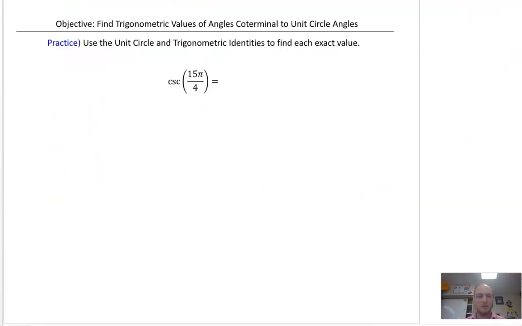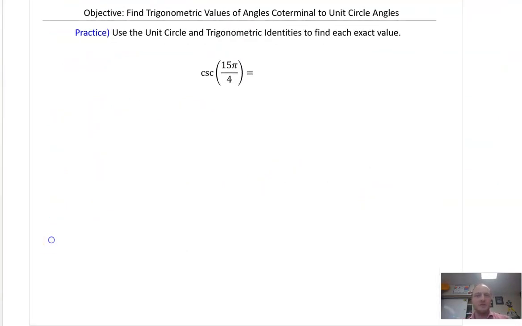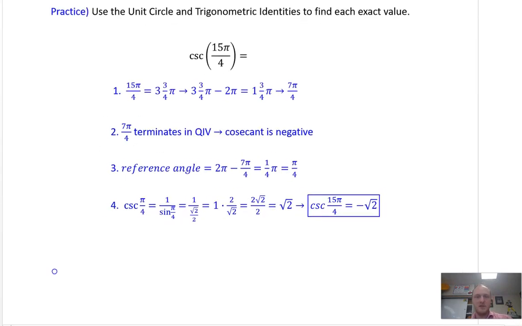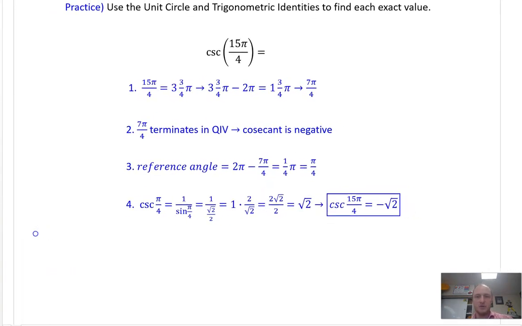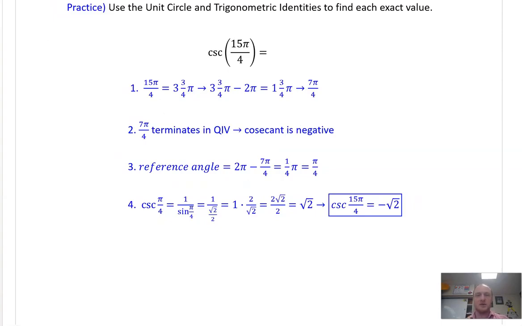All right, here are some practice problems. Please pause the video and try these. All right, here is the solution. You should have gotten negative root 2. That's because it's coterminal with 7 pi over 4, which is in quadrant 4, and cosecant is negative because sine is negative there.